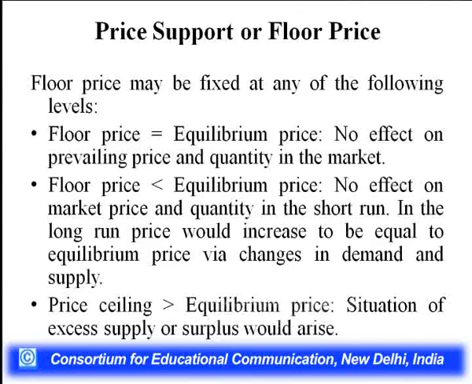in the short run. However, in the long run, as we discussed in our earlier slides in case of the price ceiling, if the ceiling price is fixed above the prevailing price, it will have no effect on the market price in the short run. However, in the long run, the price would increase to be equal to equilibrium price via changes in demand and supply. So, demand and supply, you should note, are the two important variables which by their interplay can bring about changes in the price of the commodity, so that the floor price in the long run becomes equal to the equilibrium price.